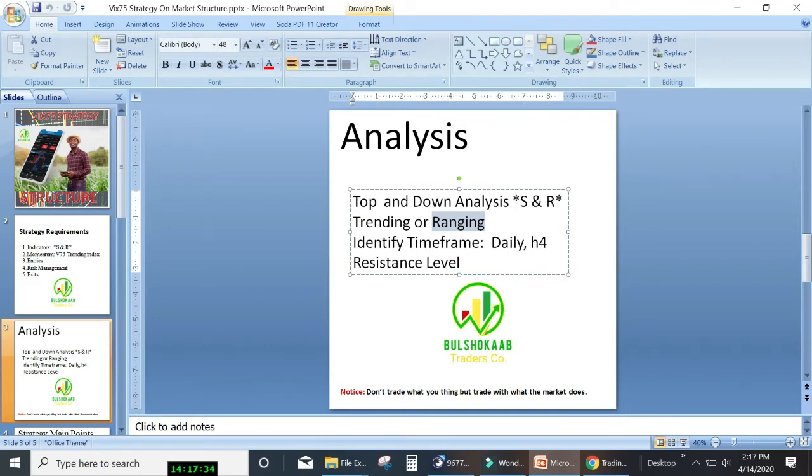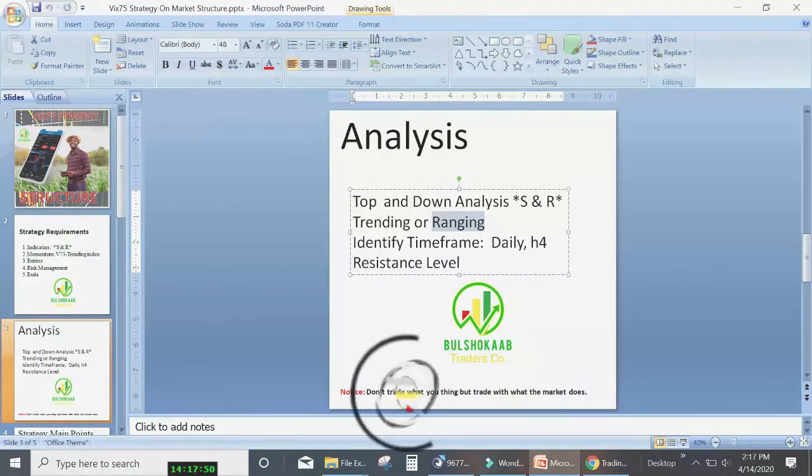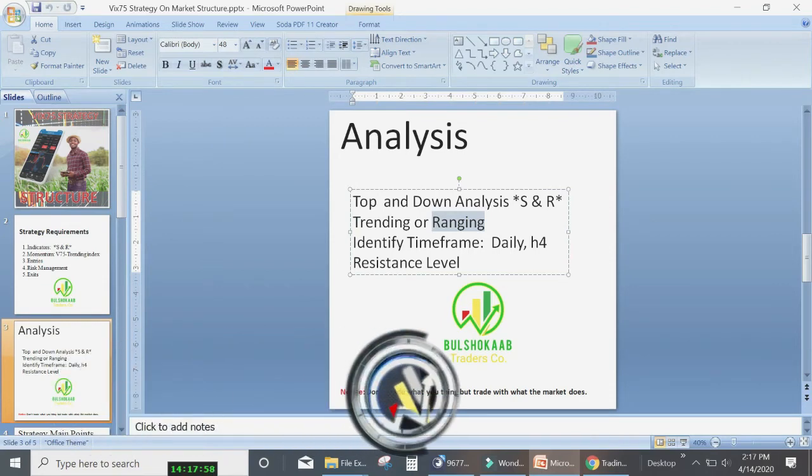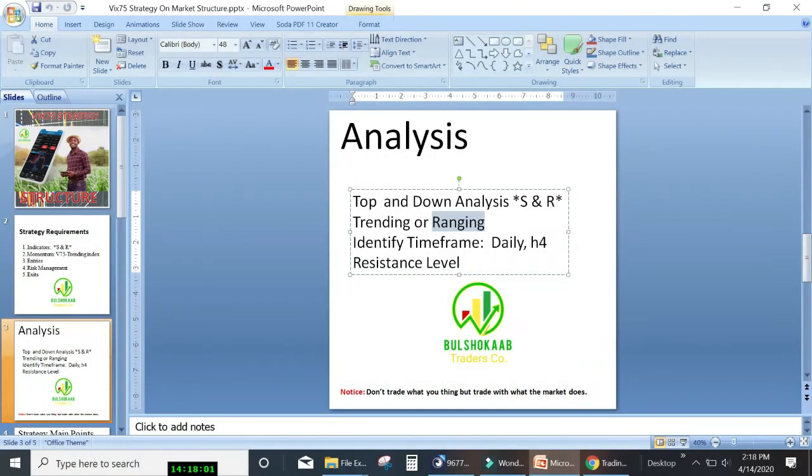So in the ranging state, the market will not always give you a chance to place an order. We always need to find the trending state. Also, let me tell you, if you are a professional trader, you can do trading on the ranging or consolidation market, but you will work with a smaller time frame.